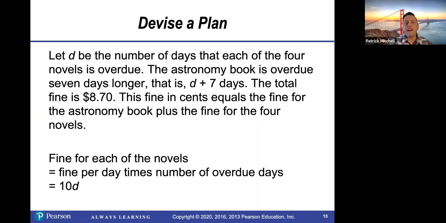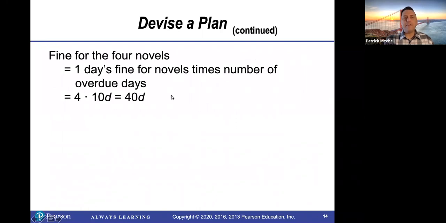The fine for each of the novels is the fine per day times the number of overdue days. The fine per day is 10 cents. The number of overdue days we're calling D. So the fine for each of the novels is 10D. The fine for all 4 novels is 1 day's fine for novels times the number of overdue days. So that's going to be 4, because there are 4 novels, times 10D, which is the fine for one of the novels. So the fine for all 4 novels is 40D.